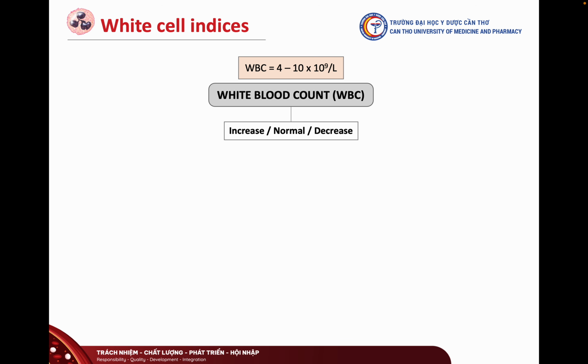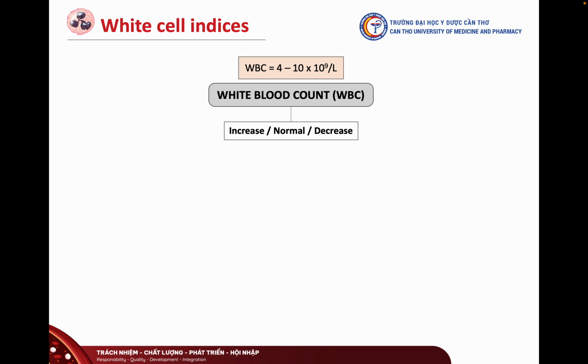The first thing we always check is the total white blood cell count, or the WBC. Normally, it should fall between 4 and 10 times 10 to the 9 per liter. If it is above 10, we call it leukocytosis. However, if it is below 4, we call it leukopenia. That is your first clue. Is the total white cell count high, low, or normal? But that is only the beginning.